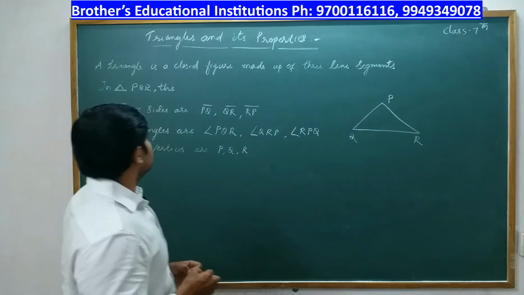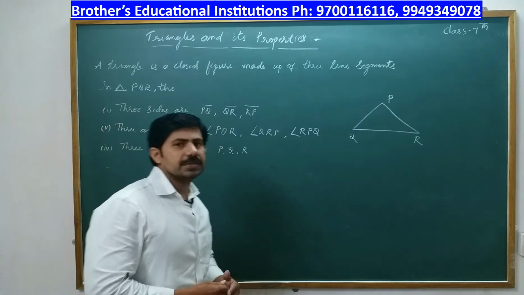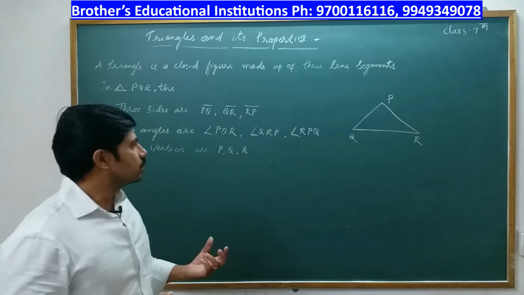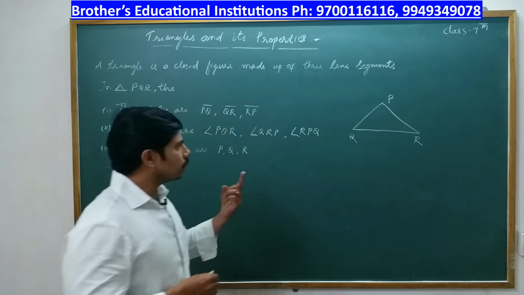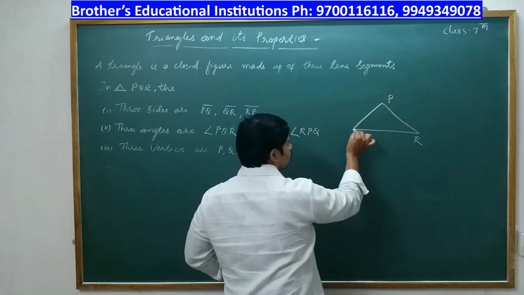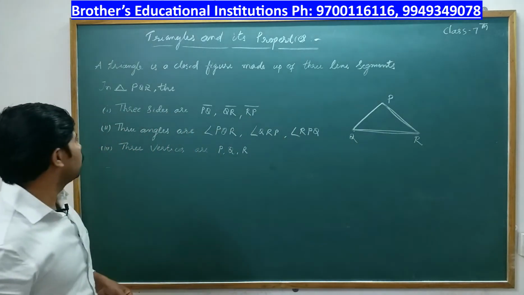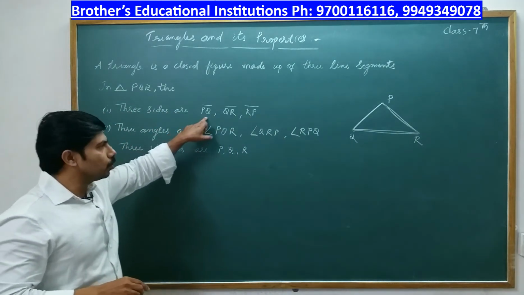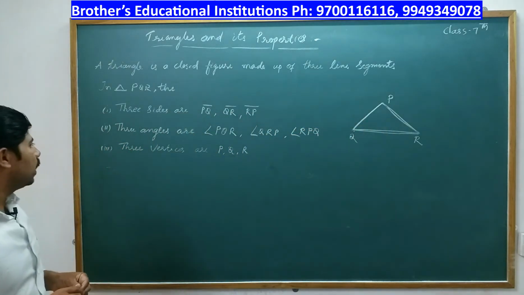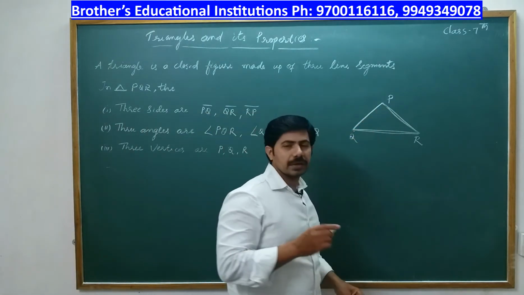Or see, a triangle is nothing but a polygon bounded with three sides. The definition is: a polygon bounded with three sides is called a triangle. So here PQR is a triangle. In this, PQ, QR and PR are the sides of a triangle. What are the three sides? PQ, QR, RP are the three sides of a triangle, and P, Q, R are called the vertices.